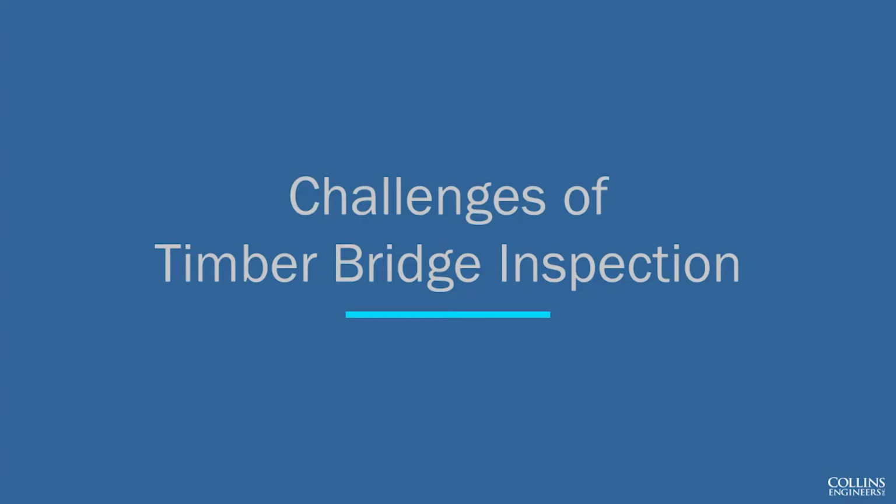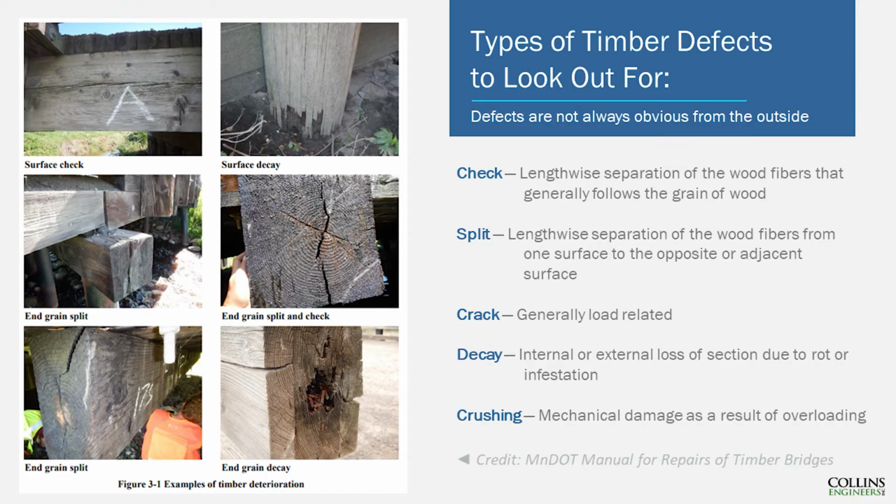So we can use the information that we get from the timber inspections to budget ahead of time and start planning. Basically, it's to avoid risk and get ahead of the decay. The old adage: an ounce of prevention is worth a pound of cure. So what are some of the challenges? Common defects that we look out for, you might be familiar with. We've got checks, splits, cracks, decay, crushing. Some of these are easily confused with each other.